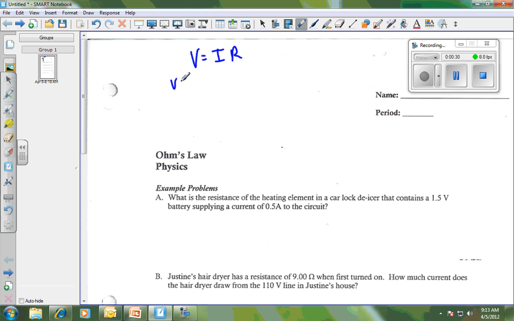So V is voltage, and the unit is a V. I represents current, and the unit is an A. And I put too many marks there.